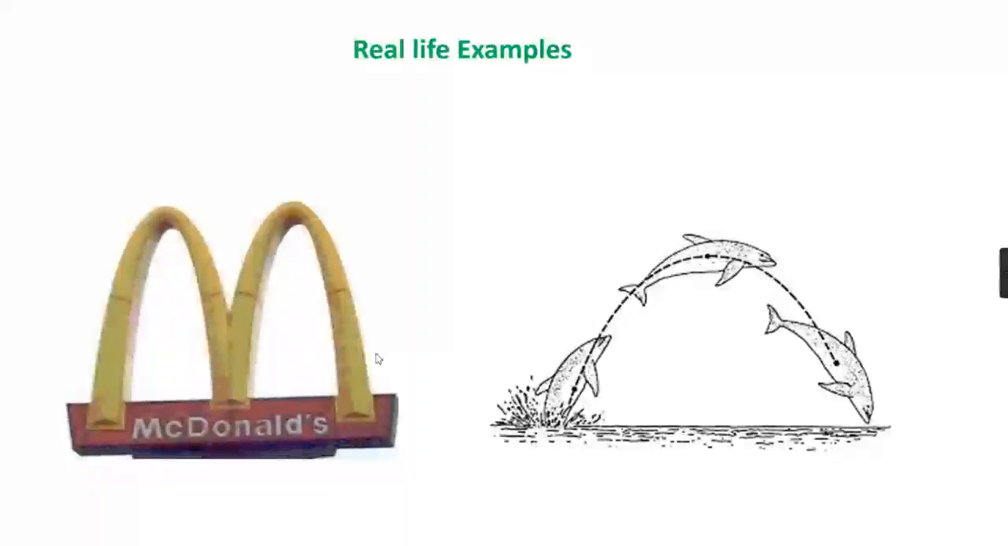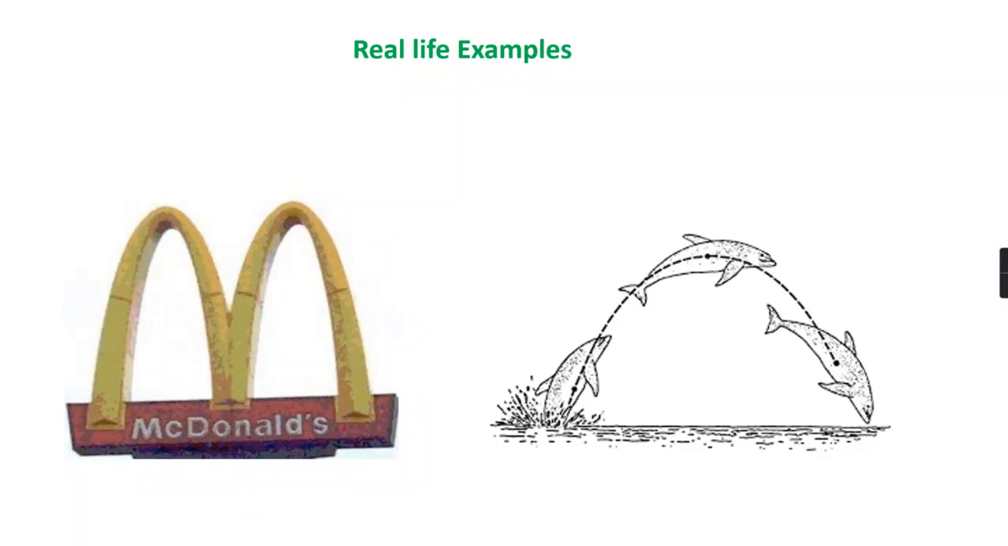Here are some real life examples where the conic sections have been used. This is the sign of McDonald's. They have used the parabolic shape for the alphabet M. Here you are seeing how the fish is jumping, and when they jump, they create a parabolic curve.